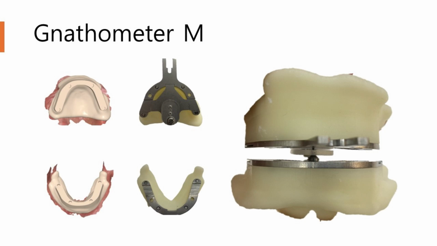To use the Gnathometer M, the dentist fits the device to the patient's mouth, then instructs the patient not only to bite down but also to move their jaw forward, backward, and side to side. This procedure tracks all directions of jaw movement, enabling the Gnathometer to accurately determine the jaw's centric relation.